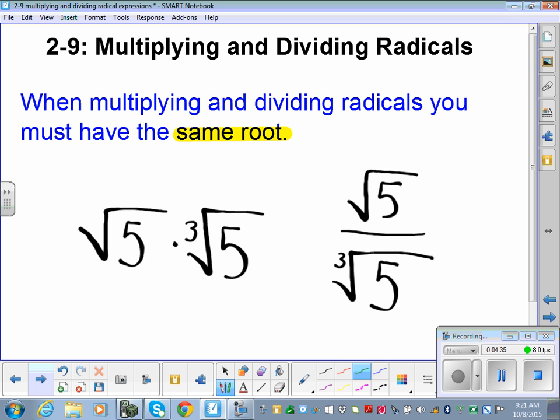So you can't take the square root and times it to a cube root. So you can't take a square root and divide it by a cube root. It has to be the same root. That's the first and really only rule. Questions on that? Makes sense.